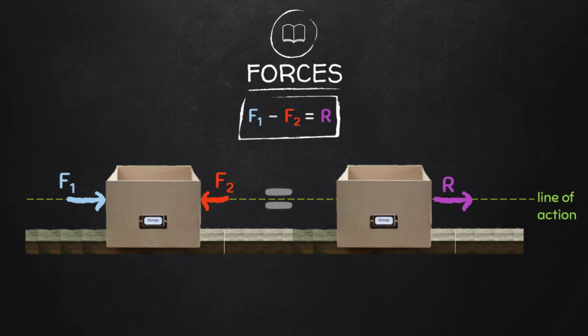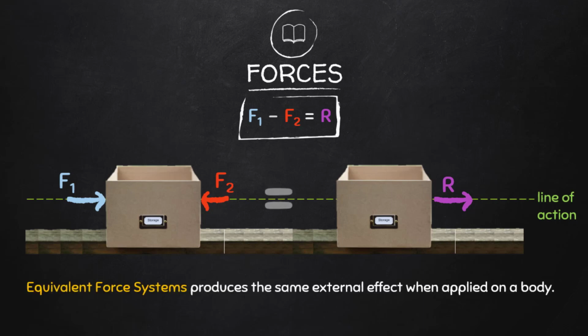This is an example of equivalent force systems. It is said that two force systems are equivalent if they will produce the same external effect when applied not simultaneously on a body. Thus, the resultant is the simplest equivalent system of a force system.